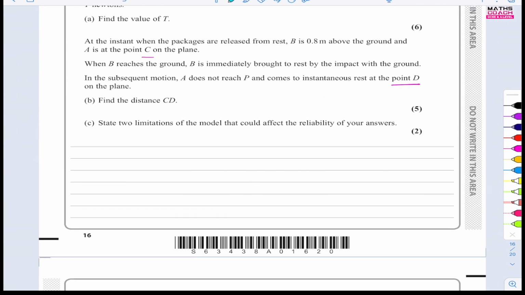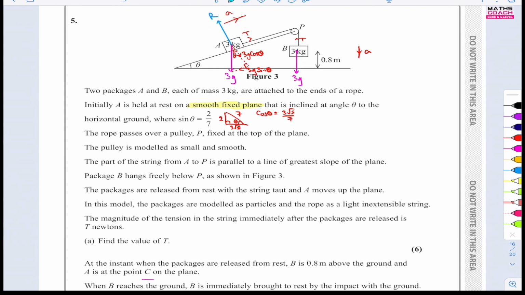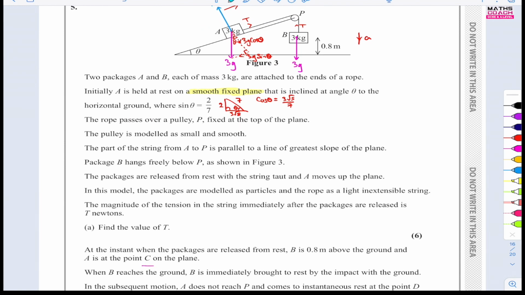And the last part of the question: state two limitations of the model that could affect the reliability of the answers that we got. Anything from saying that the pulley itself may not be small or it may not be smooth. The string may not be light, or it may not be inextensible. If the string is extensible, so you can stretch it, then the tension again won't be constant. So acceleration won't be constant, and so on.